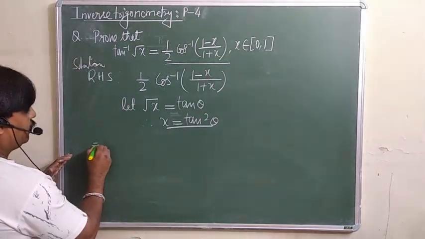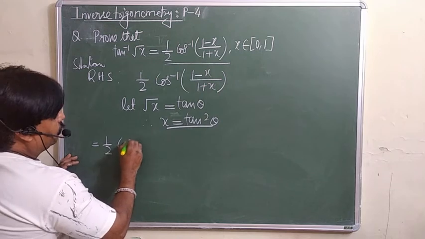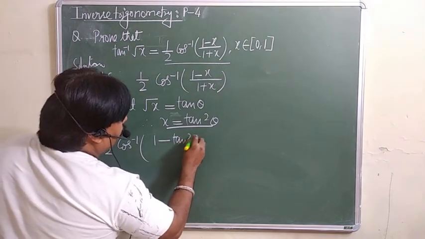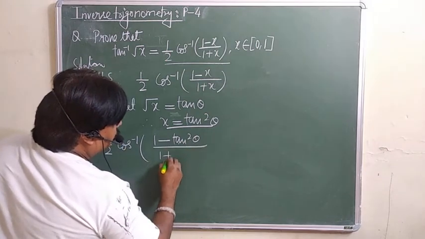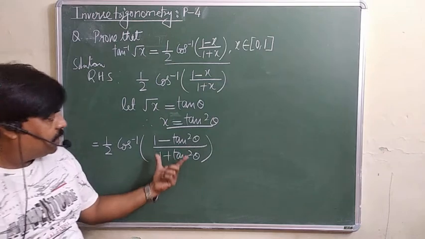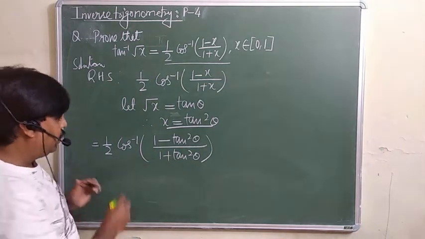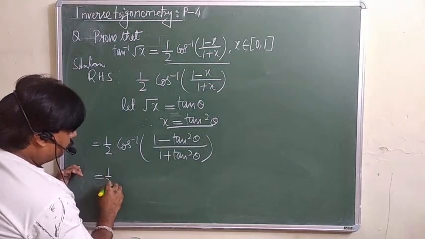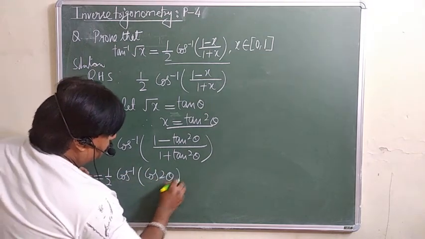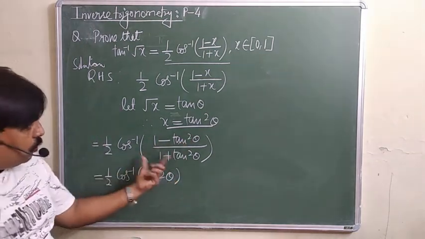So what will you get? You will get 1 by 2 cos inverse of (1 minus tan square theta) over (1 plus tan square theta). And this (1 minus tan square theta) over (1 plus tan square theta) is equal to cos 2 theta. You can solve this one.